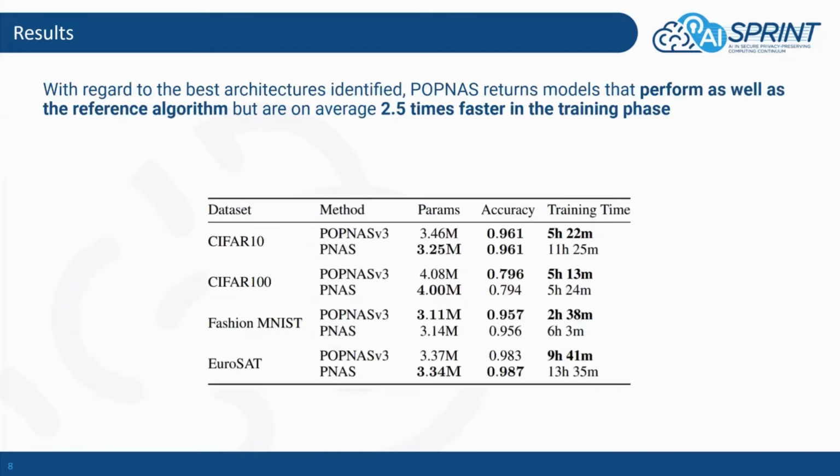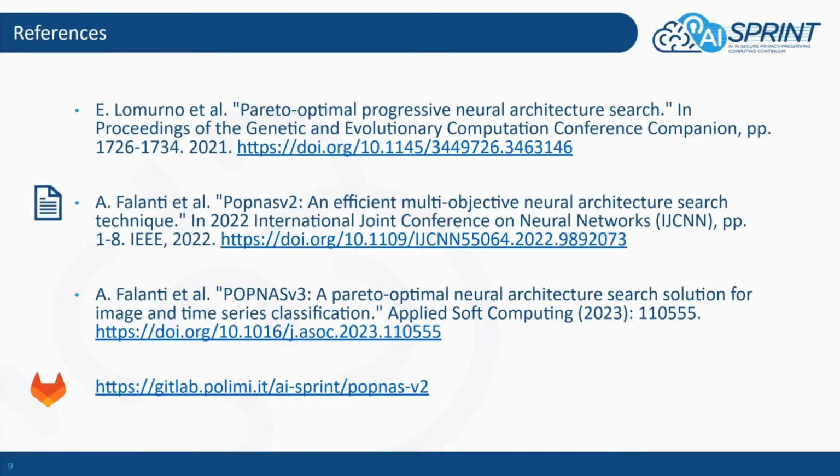And with regard to the best architecture identified after a longer training of the best selected one, we see that we achieve the same performance of the reference algorithm, and the training time is 2.5 times faster with respect to the POPNAS algorithm. So this concludes the presentation.